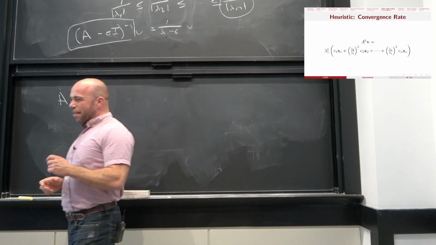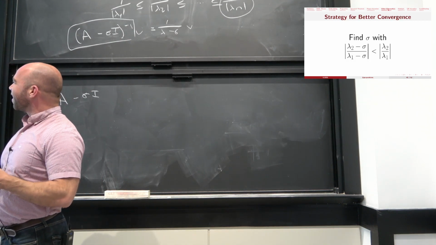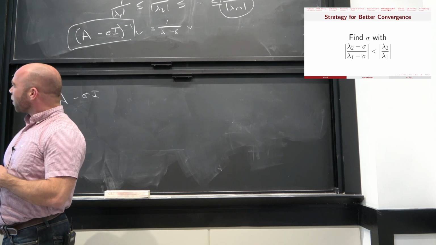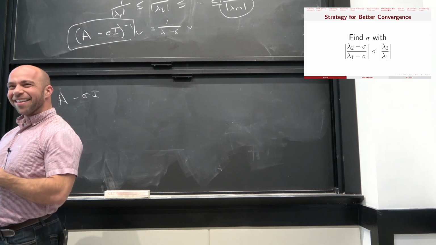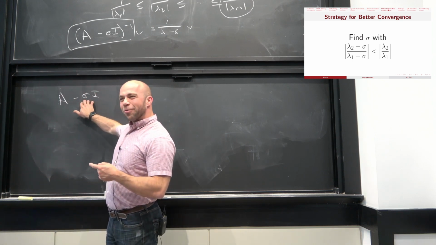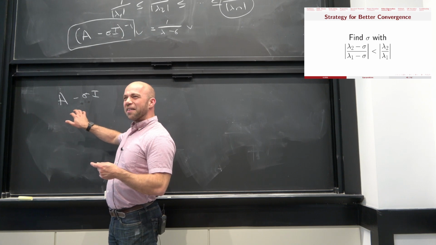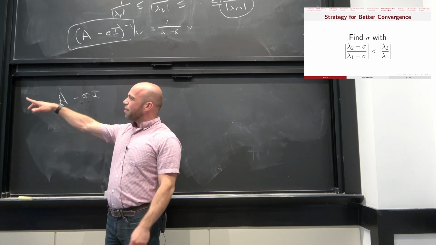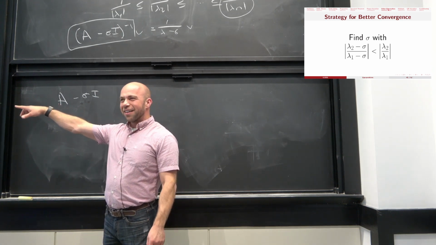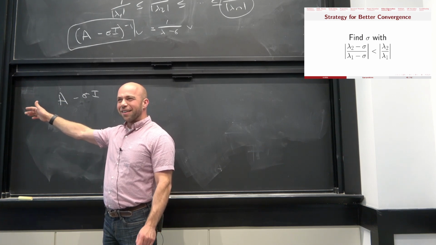If I want my algorithm to converge really quickly, I might choose a sigma so that this ratio is really, really small. Does that make sense? Essentially, I might as well shift my matrix in such a way that my algorithm converges really quickly. But of course, there's a problem: if I knew the best shift, I'd know lambda 1, because obviously the best shift is lambda 1.